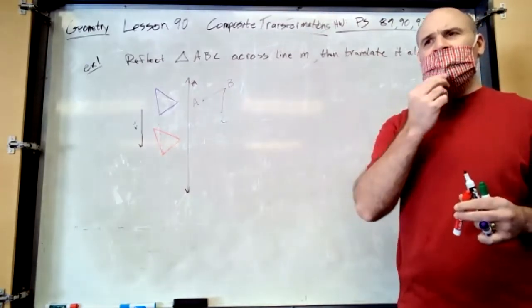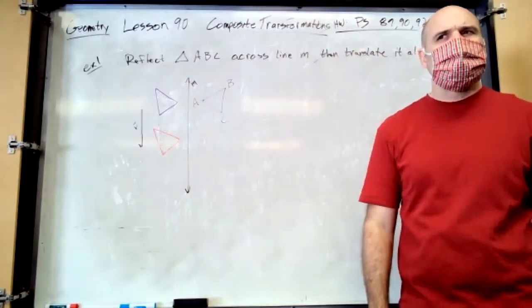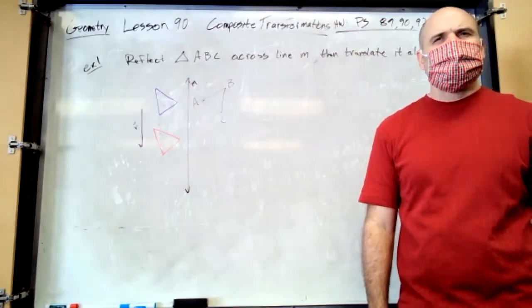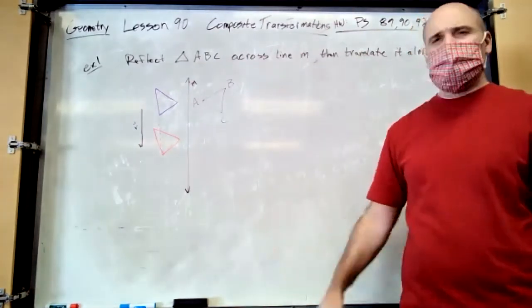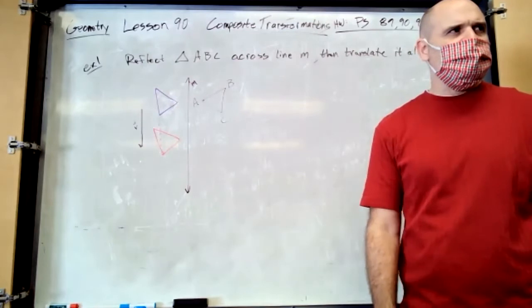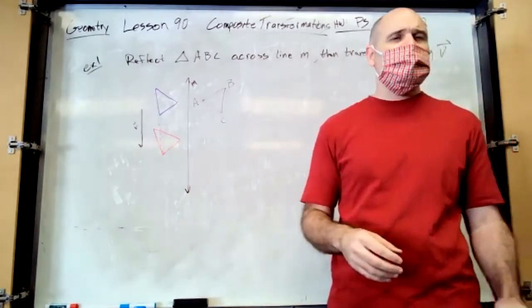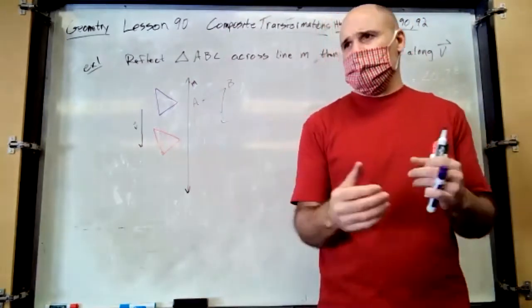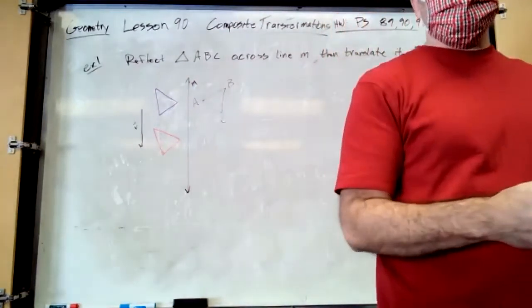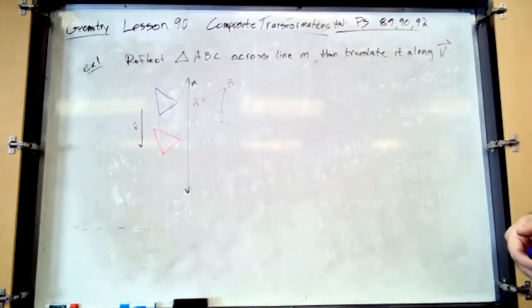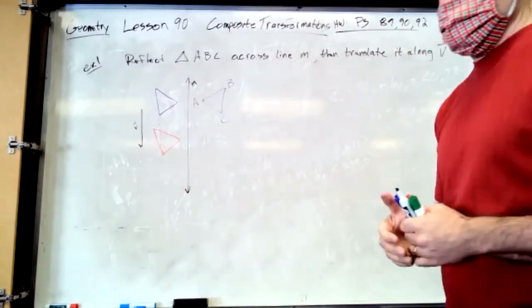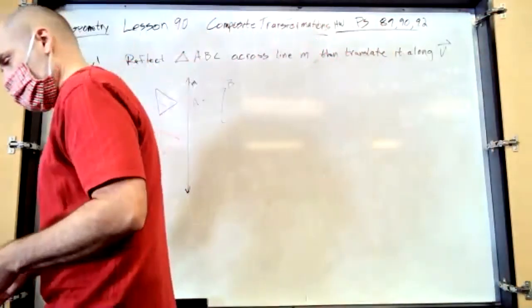Now, does it matter what order you do that in? What do you think? I don't think so. But let's keep going to see if there's a situation where it does matter what order. So what do we call that? We call that the commutative property of composite transformations, I guess, if it was a thing. But let's just keep moving here.